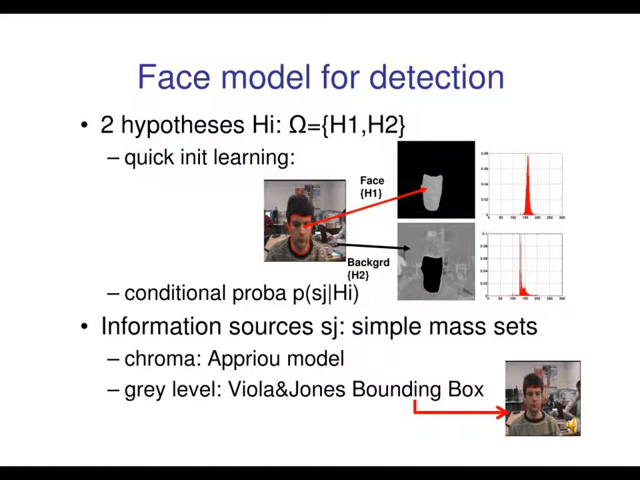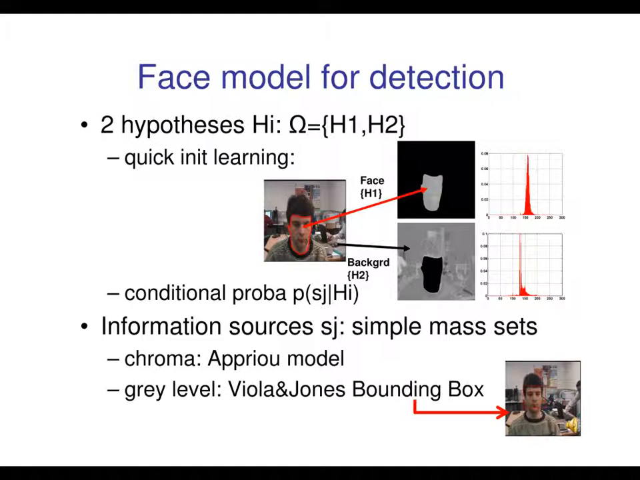Face modeling uses evidence theory to choose between two hypotheses: face class and background class. We use a quick initial step for learning the two classes. The user selects manually a zone containing the face in the first image of the video sequence. This rough selection yields the prior model for skin and background.